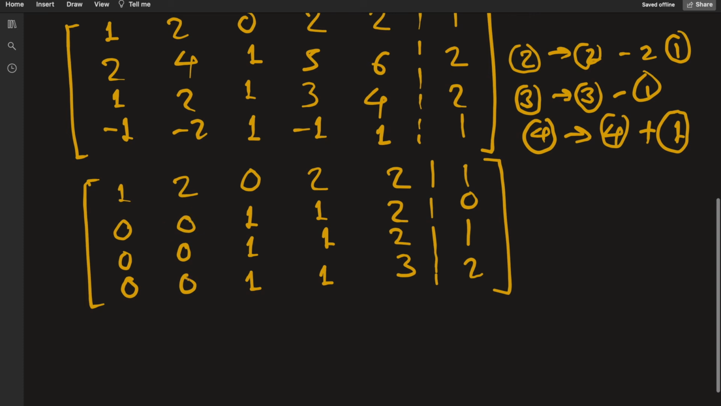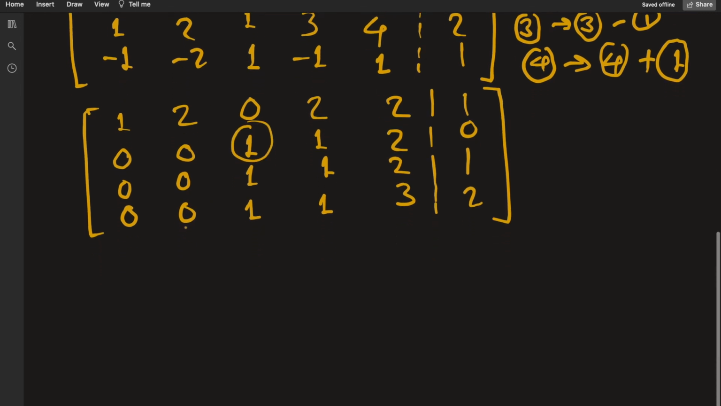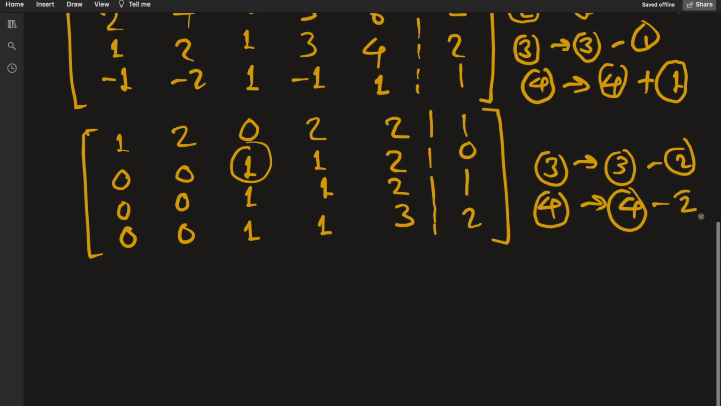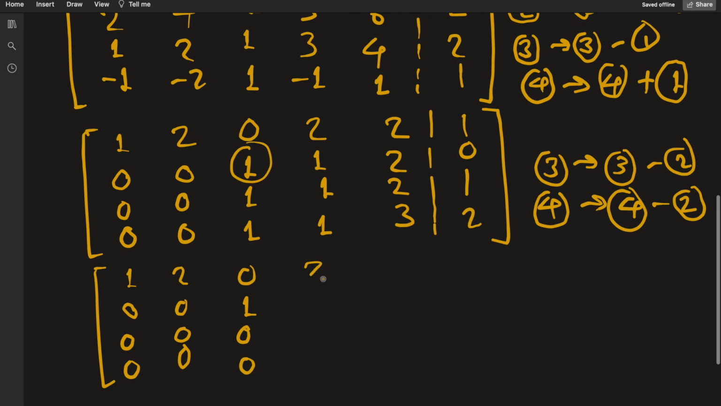Now the issue is in the next column we have zeros at the pivotal position and zeros below the pivotal position, so we just need to skip this column and move on to the next one, and we have a pivot here. So just get rid of these bottom ones. Row 3 changes to row 3 minus row 2, row 4 changes to row 4 minus row 2.